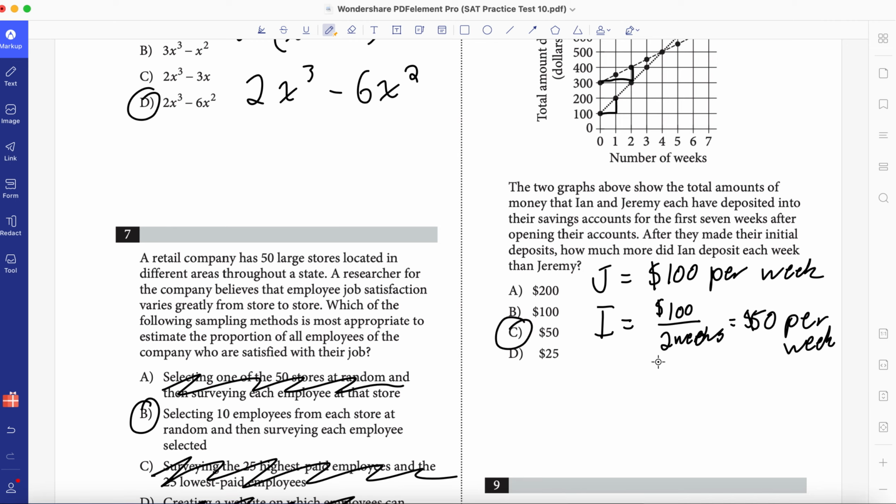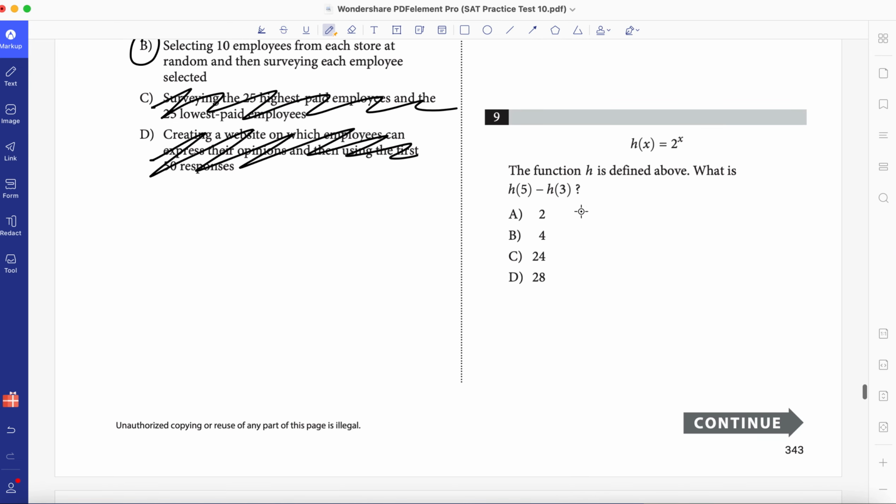So that's the difference between their slopes, because we know that for every 1 week, Jeremy deposits $100, and for every 2 weeks, Ian deposits $100. And that is number 8.